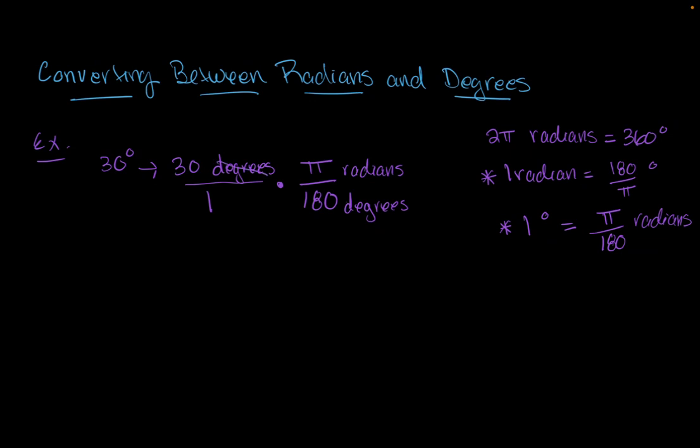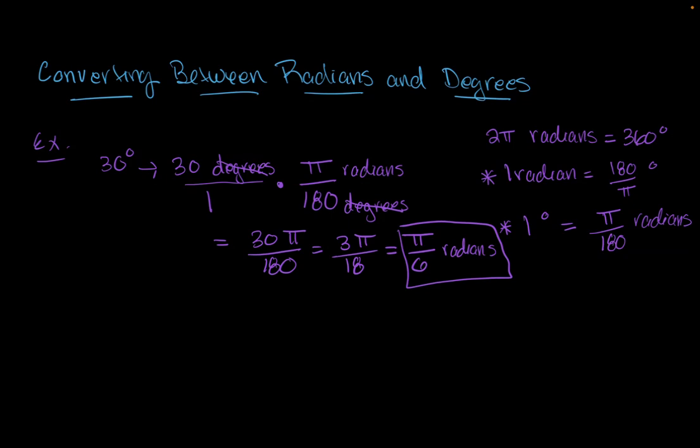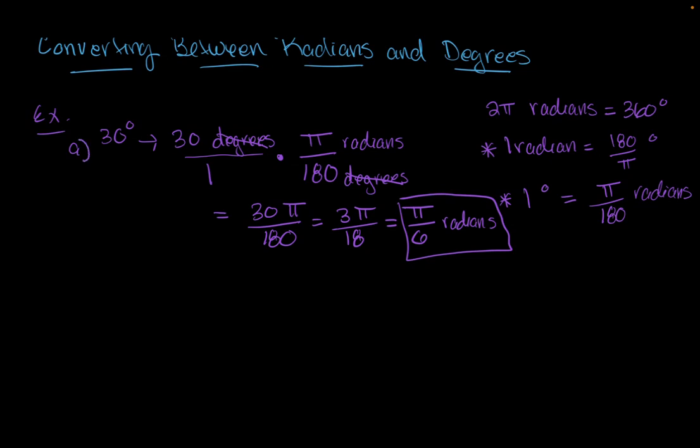And then hopefully you can see, oh, okay, I can cancel those degrees out, just the same as you would simplify the numerator and denominator of a fraction. And this leaves me with 30 pi over 180. And we just need to simplify this 30 divided by 180. I know that I can simplify that to 3 pi over 18. You can divide each by 10. And you can simplify it again, and this is pi over 6 radians. So 30 degrees is equivalent to pi over 6 radians.